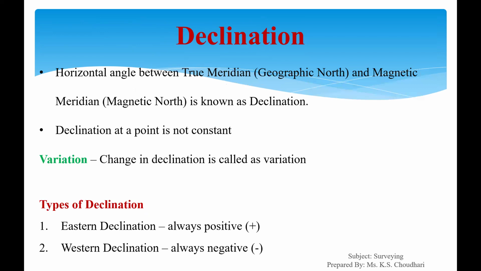Now the declination. The horizontal angle between true meridian, that is geographic north, and magnetic meridian, that is magnetic north, is known as declination. Declination at a point is not constant. Variation: the change in declination is called variation. There are two types of declination: eastern declination and western declination. Eastern declination is always positive and western declination is always negative.